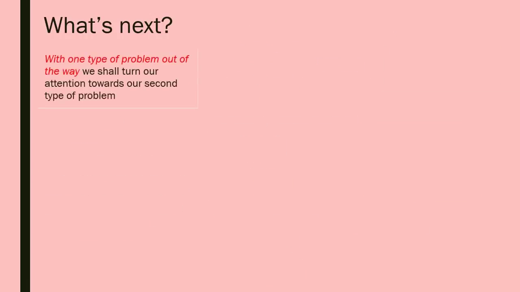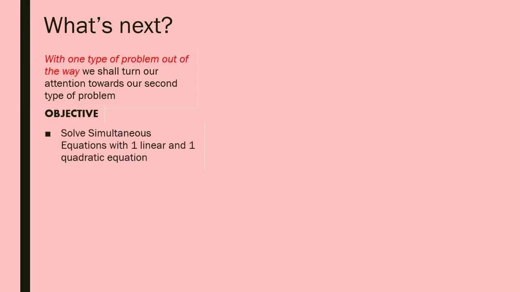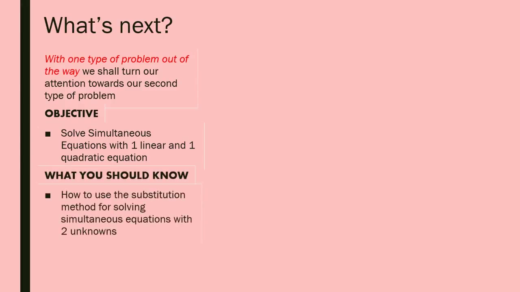What's next? So that's one type of problem out of the way. We're going to turn our attention towards the second objective, which was to solve simultaneous equations with one linear and one quadratic. And what you'll need to know for this is the substitution method for solving simultaneous equations with two unknowns. Again, not the only way to solve this at all, but if people are looking for a consistent method to solve these equations, then this is the way that I'm going to teach.